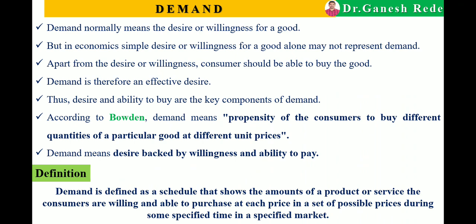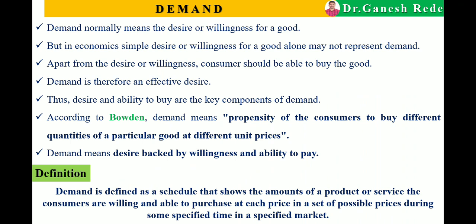Now the specific definition of demand. Demand is defined as a schedule that shows the amount of product or service the consumers are willing and able to purchase at each price in a set of possible prices during some specified time in a specified market. So this is the definition of demand. In the definition they are saying demand is a schedule. Schedule means a list of the quantities and prices, which we will study in the next part, the demand schedule.